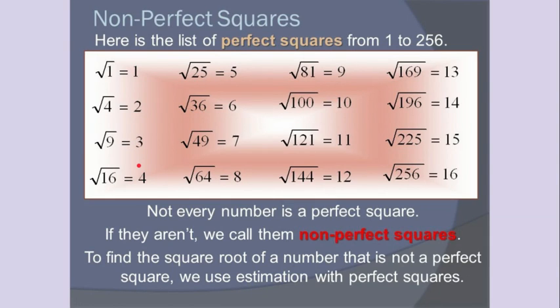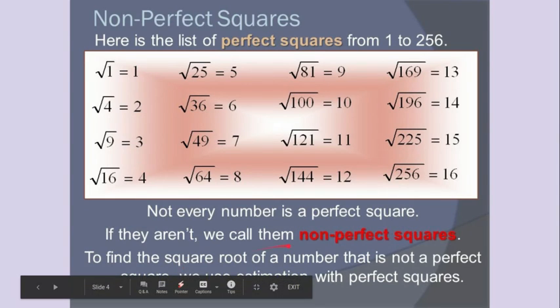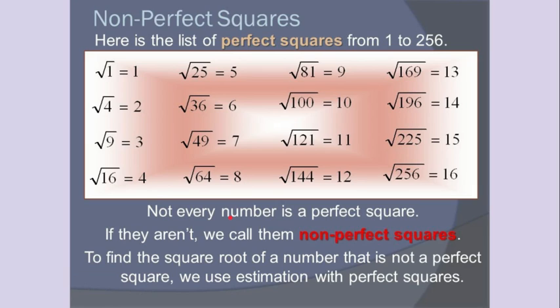Your calculator is going to be your friend through this. It's really going to help you determine if a number is rational or irrational. So not every number is a perfect square. If they aren't, we call them non-perfect squares. To find the square root of a number that is not a perfect square, we use estimation with perfect squares, and we'll get to that on Wednesday.